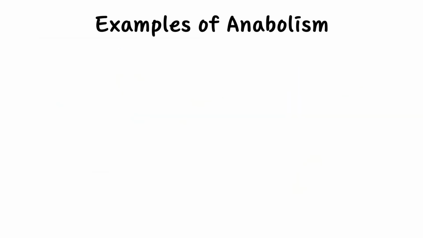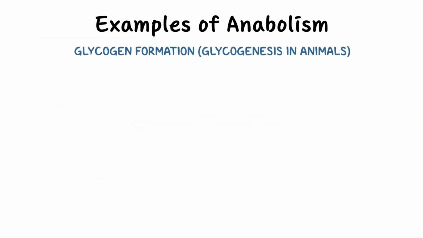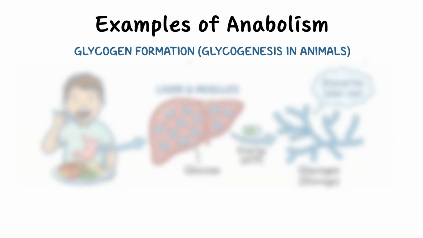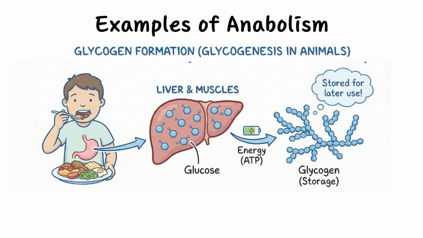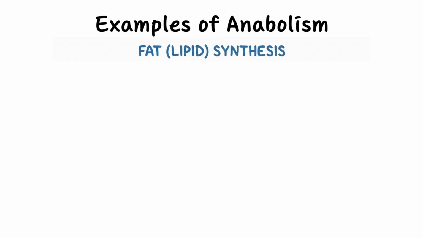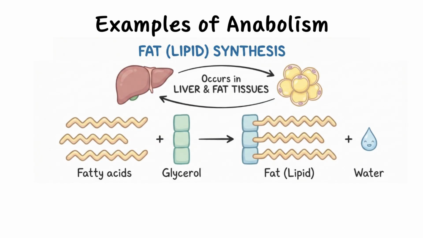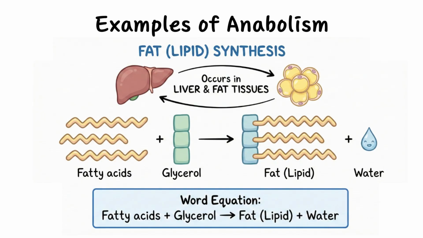Another example is glycogen formation or glycogenesis in animals. When excess glucose is present in the body, especially after eating, it is converted into glycogen and stored away for later. Fat or lipid synthesis is another example of anabolism. Fats are formed when fatty acids combine with glycerol to form lipids. This process occurs mainly in the liver and fat tissues. So we have fatty acids plus glycerol to give us fat and water.